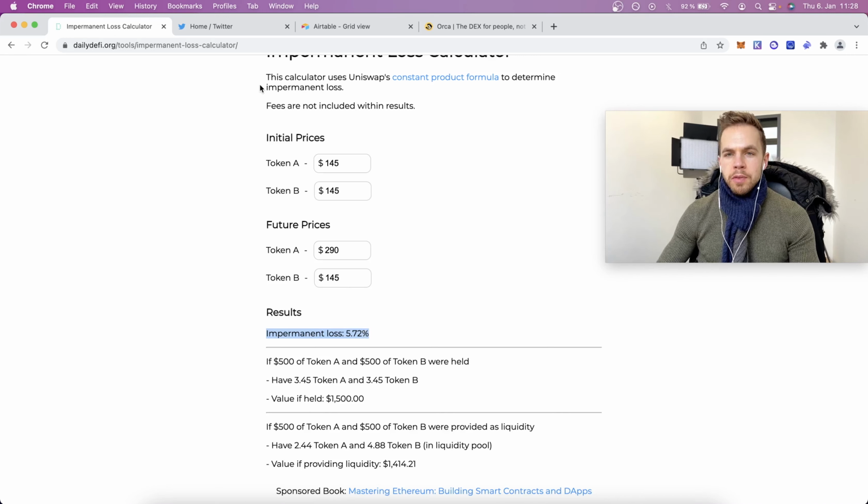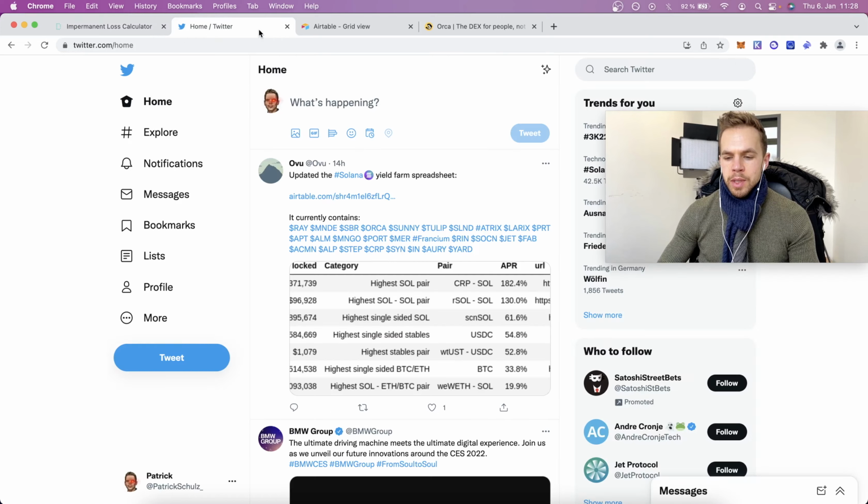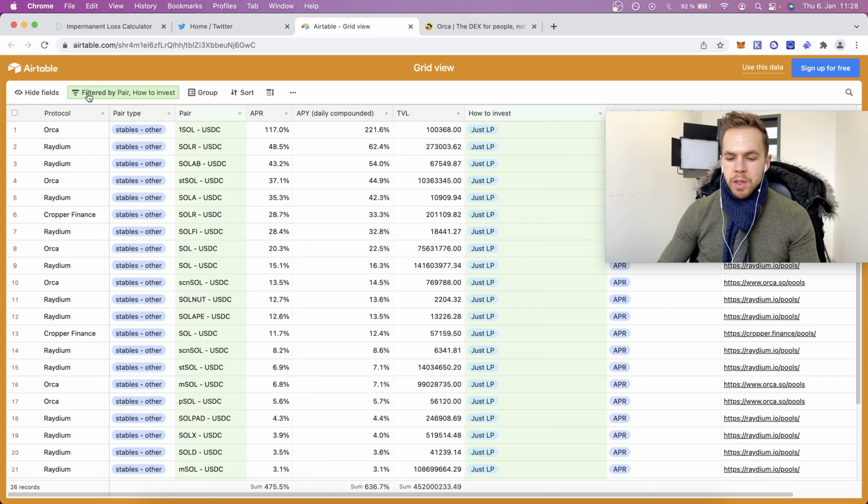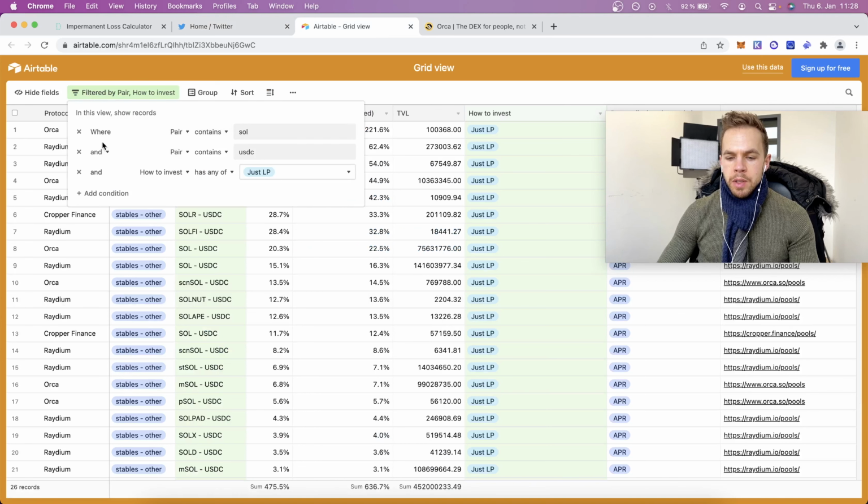But for now, we want to find out how to find good yields for our SOL USDC farm. As a quick reminder, just jump over to Twitter. There you find Ovo, you find these Airtable charts, really awesome. And I already prepared them a little bit. You can go to the top and you can filter them by where pair contains SOL, where pair contains USDC. And for now, how do we want to invest? We just want to provide liquidity.